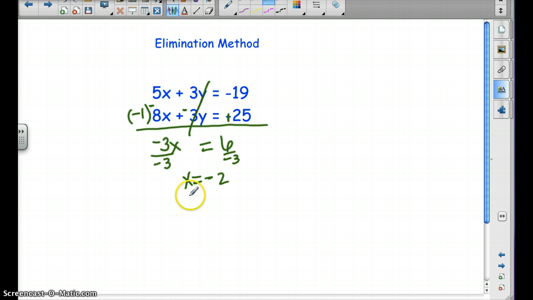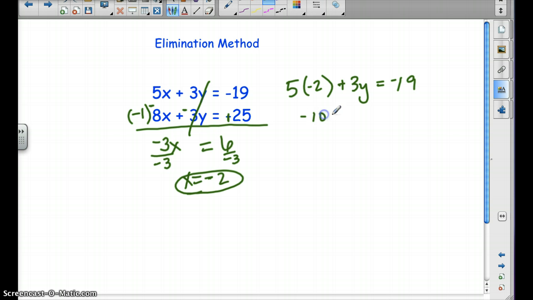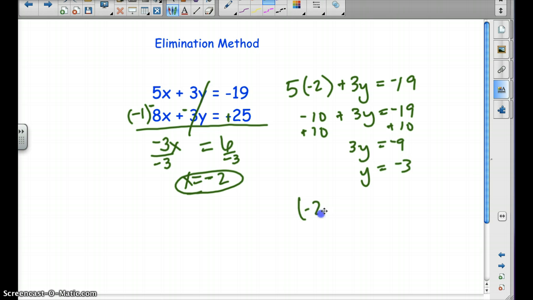And so now we know x equals negative 2. I'm going to plug this in, either one, doesn't matter what equation you plug it in. Plug it in 2. So we have negative 2 plus 3y equals a negative 19. Negative 10 plus 3y equals a negative 19. So I'm going to add 10 to both sides. 3y equals a negative 9. So y equals a negative 3. We have a negative 2 comma negative 3 as our solution.